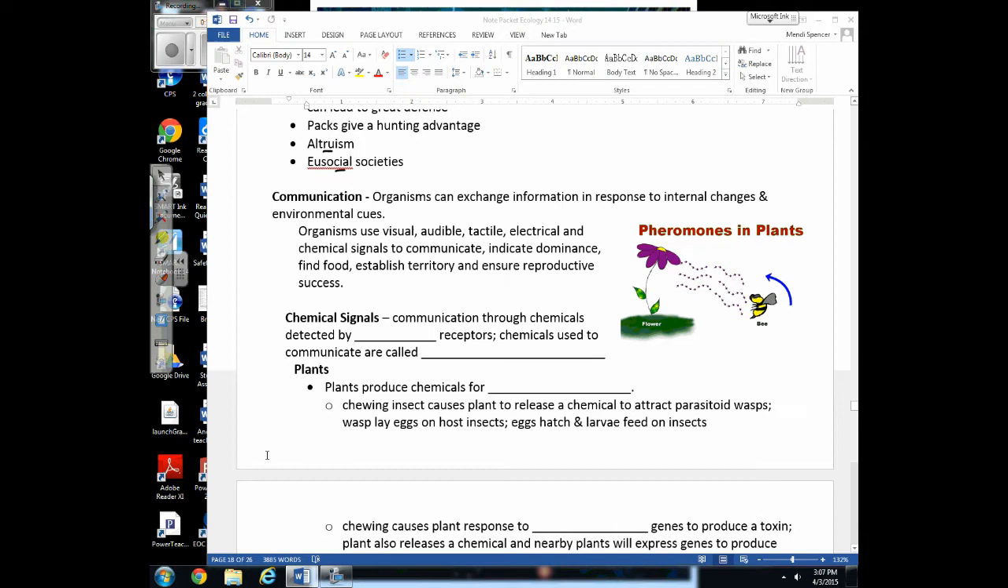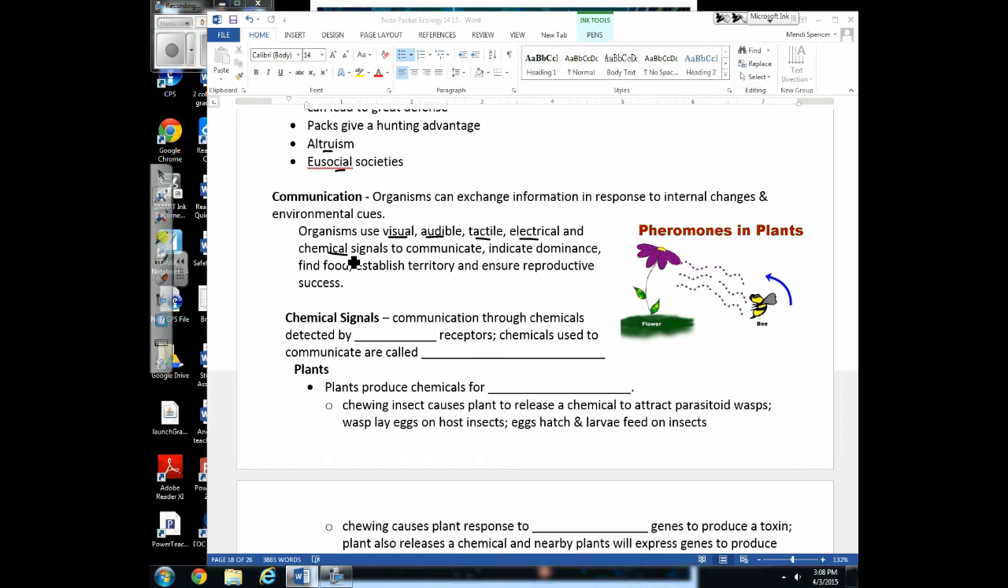So now we're going to look at different ways that organisms communicate. And organisms communicate in 5 different ways: visual, audible, tactile, electrical, and chemical signaling. So even both plants and animals are able to communicate. Sometimes when we think of communication, we just think that is something that animals are able to do, but plants are actually able to communicate as well.